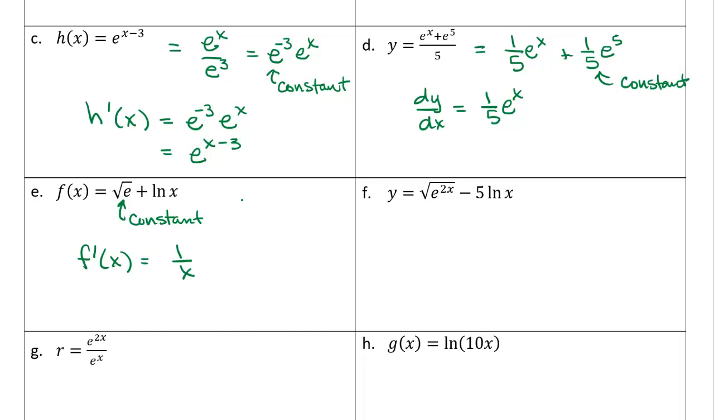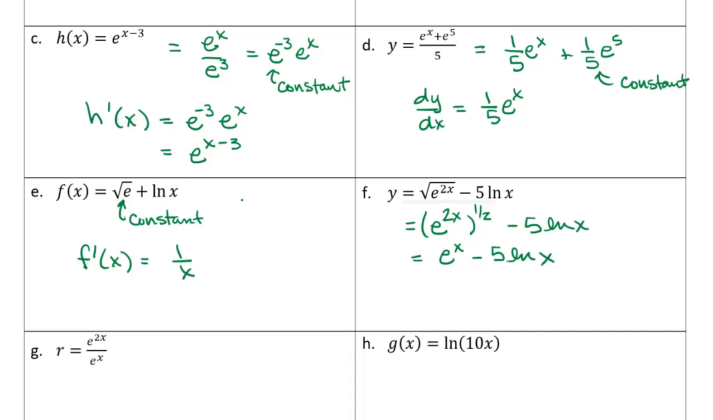All right, now this one we need to rewrite as well. We have both an exponential and a log function in this. So let's rewrite the square root as a 1/2 power, right? That's the same thing. So I have e to the 2x, all of that to the 1/2 power, and then minus 5 ln of x. All right, now when I take a power to a power, I multiply the powers. So if I take 2x times 1/2, I'm just going to get e to the x.